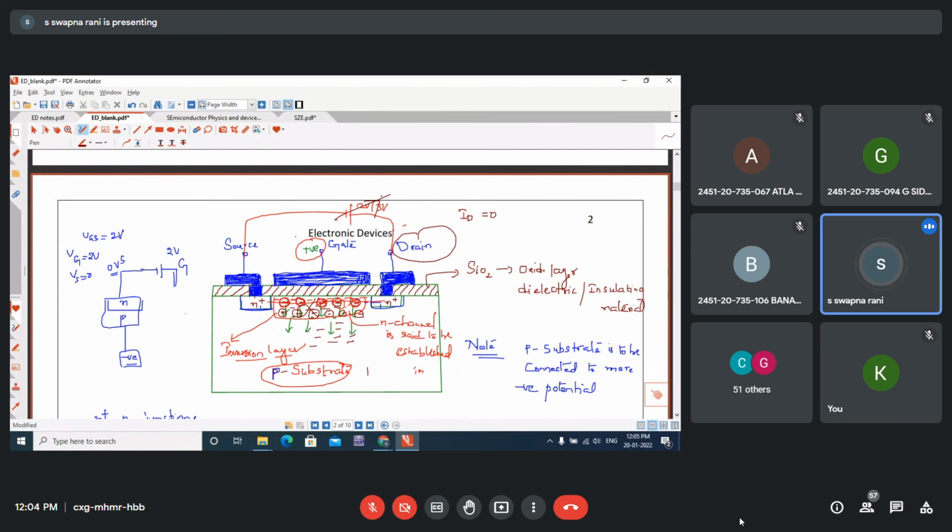So the more the gate voltage, the more electrons get attracted and induced, and more electrons move from source to drain. So drain current increases with VGS. The drain current is mainly controlled by the voltage on the gate.